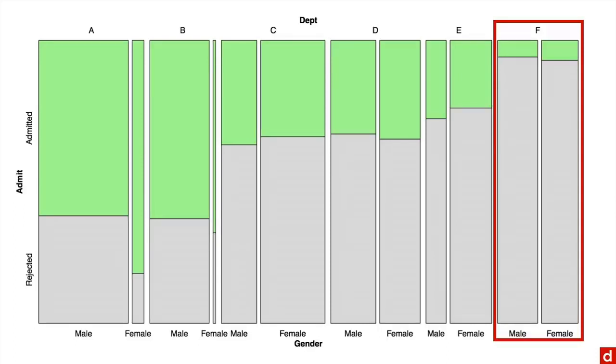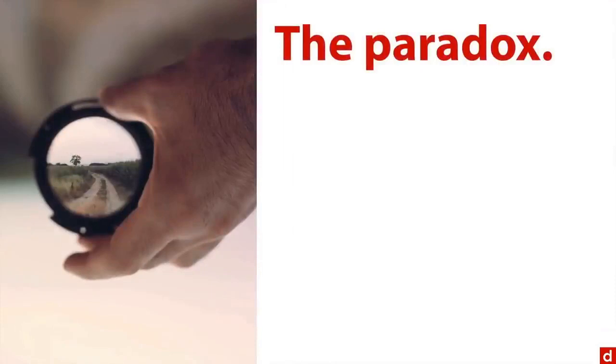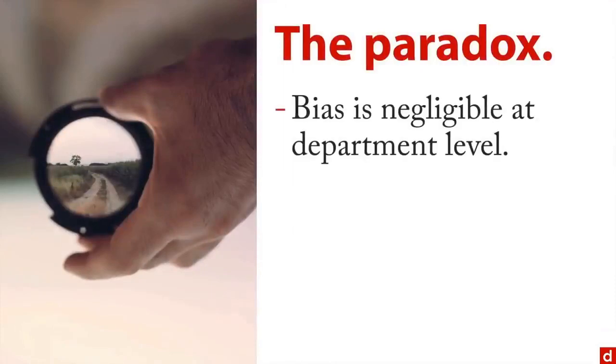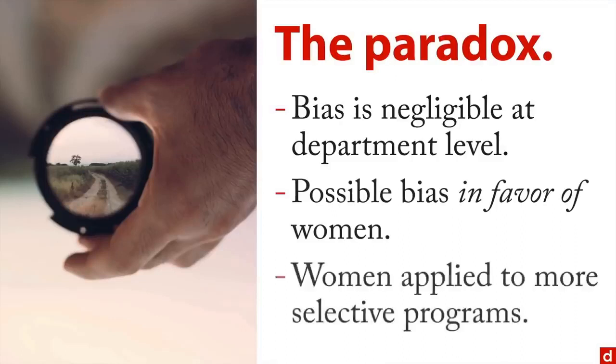Now in statistics, this is known as Simpson's paradox. But here's the paradox. Bias may be negligible at the department level. And in fact, as we saw in 4 of the departments, there was a possible bias in favor of women. And the problem is that women applied to more selective programs with lower acceptance rates.